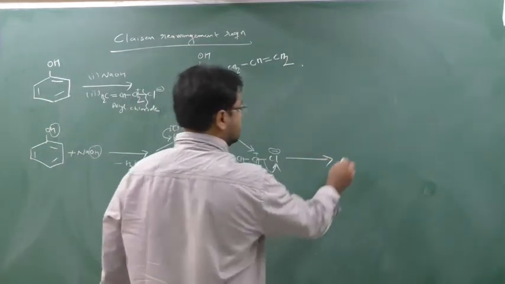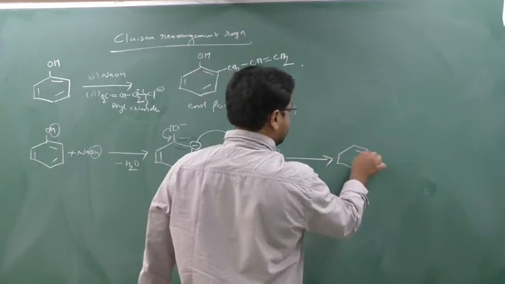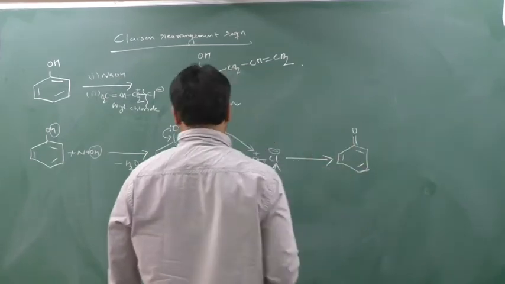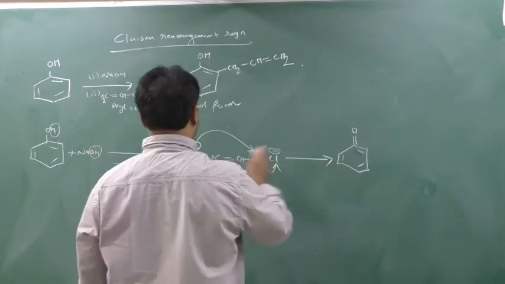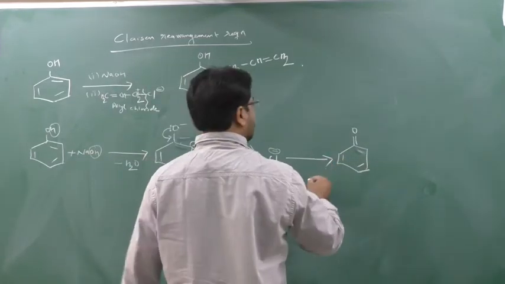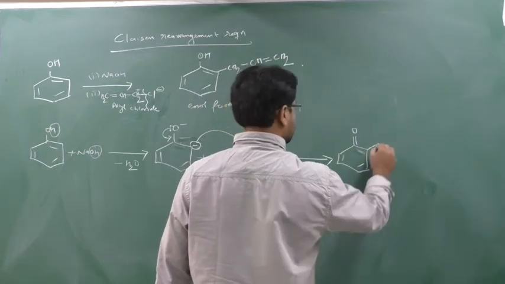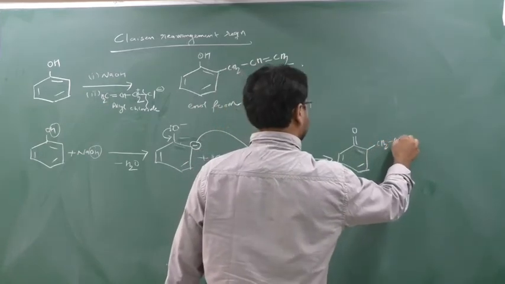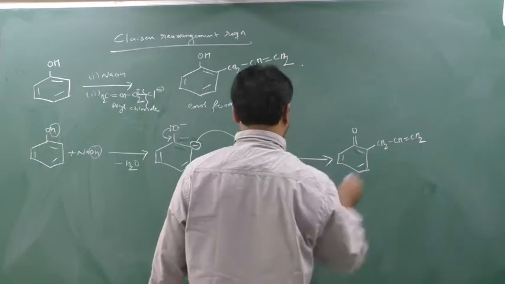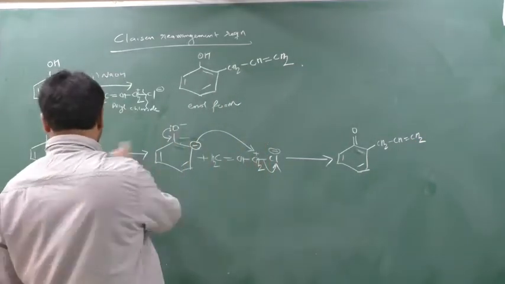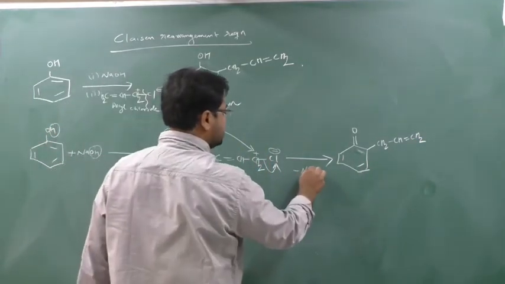So what change will occur? See here. Here a double bond will be generated. Yes or no? A double bond will be generated at O. Okay, and here there will be CH2, CH double bond CH2. Here Cl will be liberated as Cl minus. There is Na plus here, so NaCl will be generated.